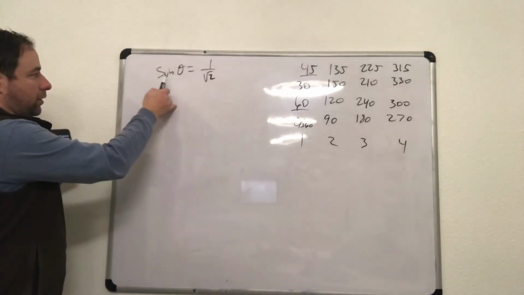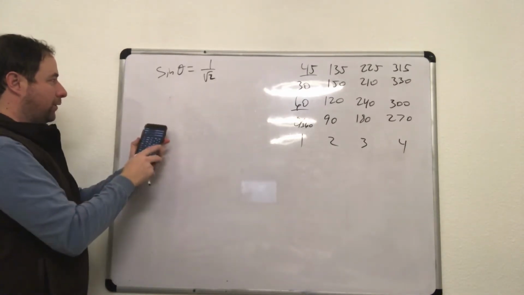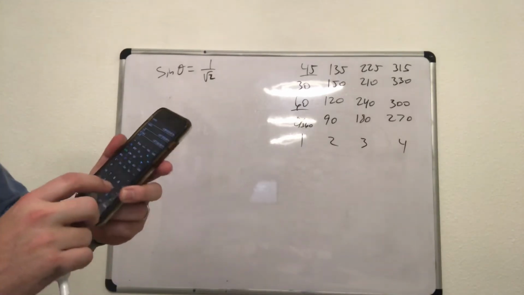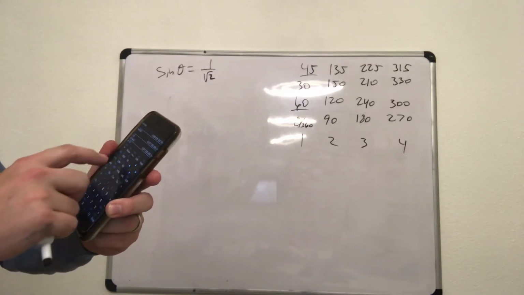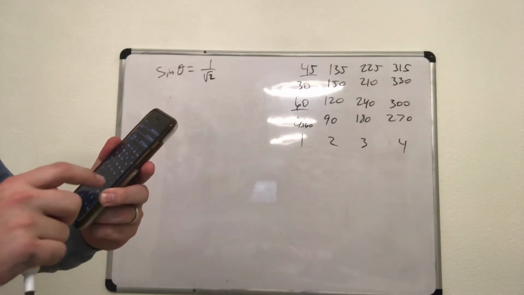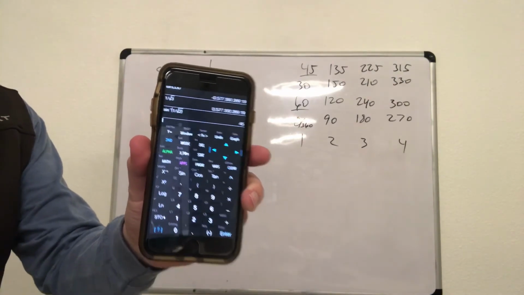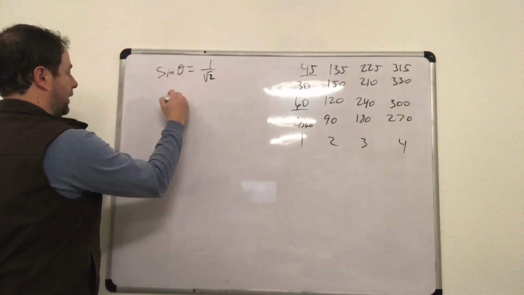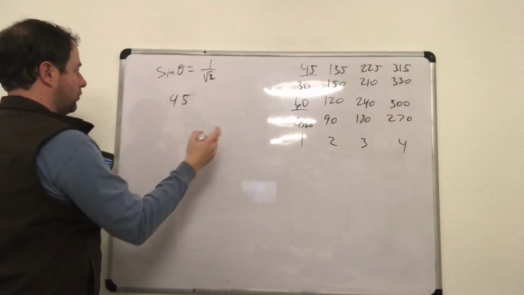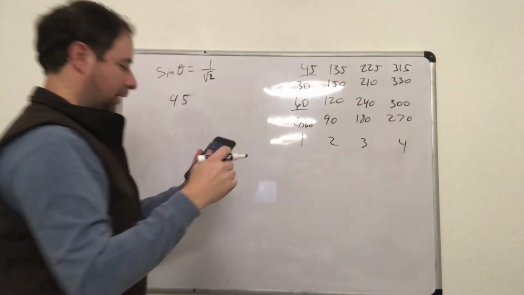What they want you to do, sine theta equals 1 over root 2. So the question is, what angle is that? And the way to figure that is you hit second function sine of 1 divided by root 2. And you get that that is a 45-degree angle. So 45 is when that is positive 1 over root 2. There's always 2. So 2 of these will be positive and 2 of these will be negative.